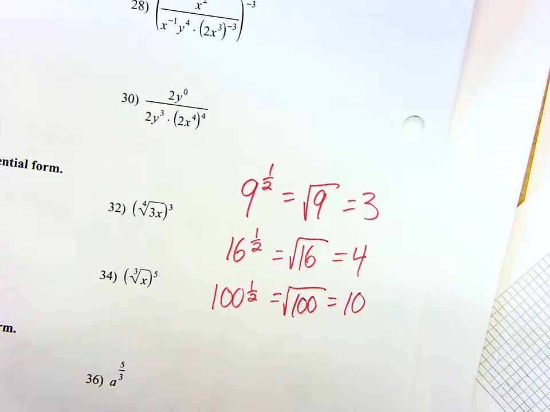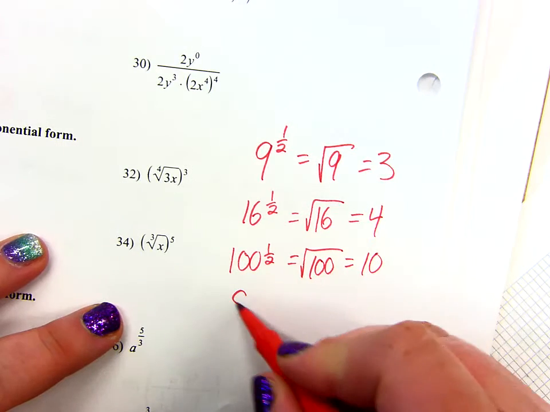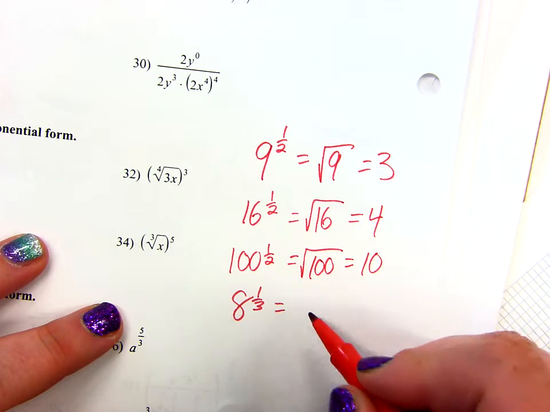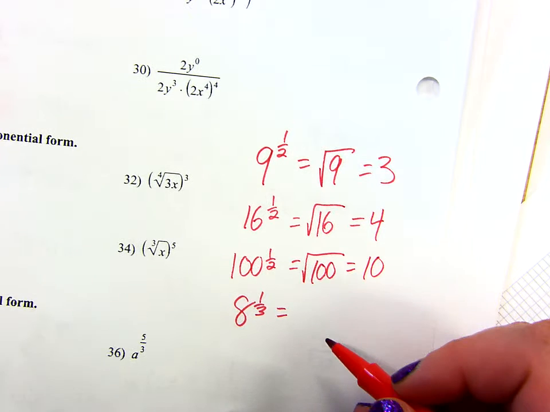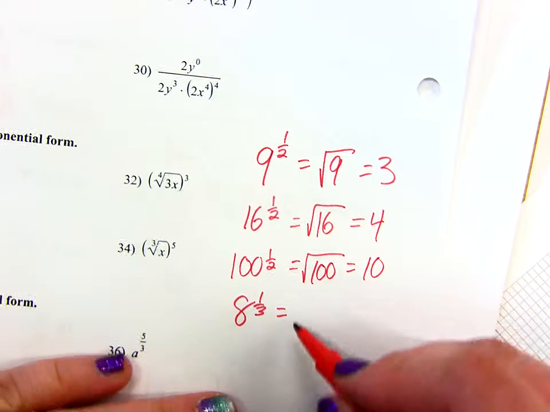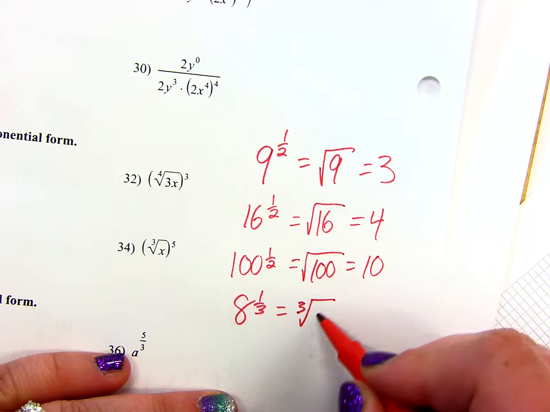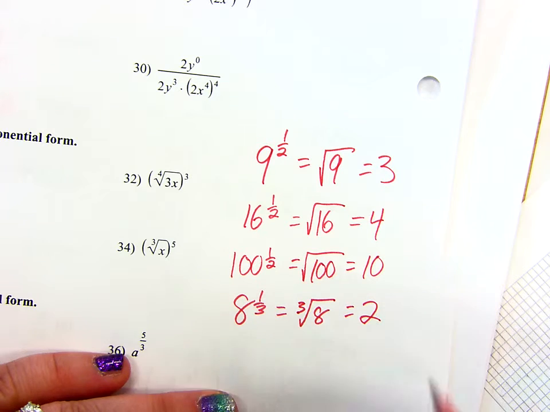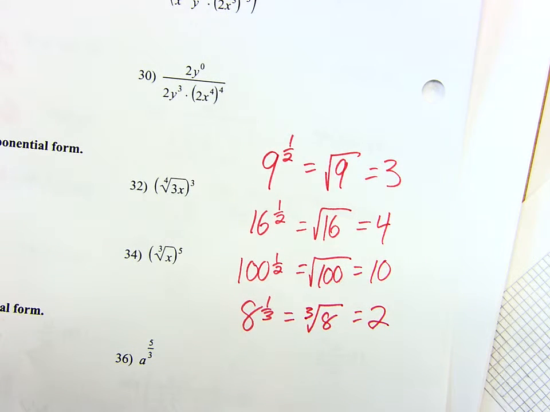And then I thought I would trick you, and I said, what's 8 to the 1/3 power? And you so quickly knew what that was. You knew that the answer was 2 because I'm really just doing a cube root of 8 to get 2. So here's how it works, okay?